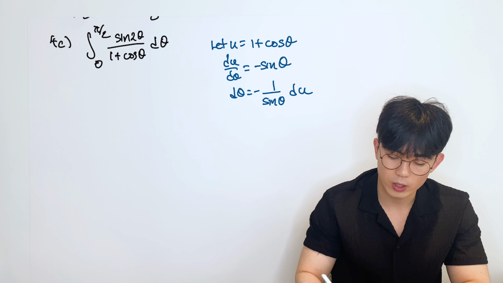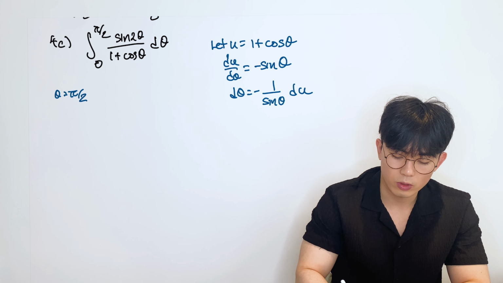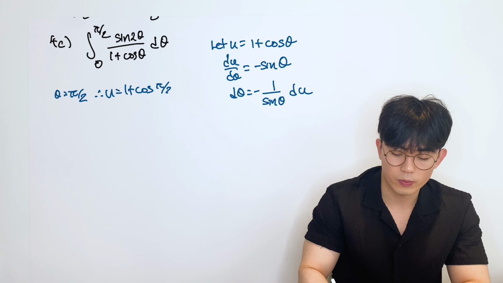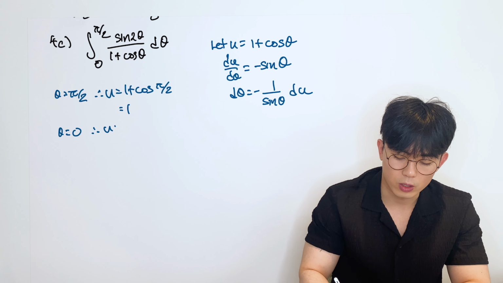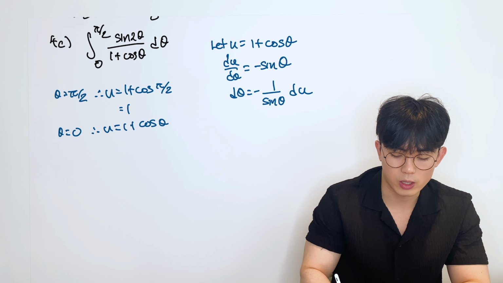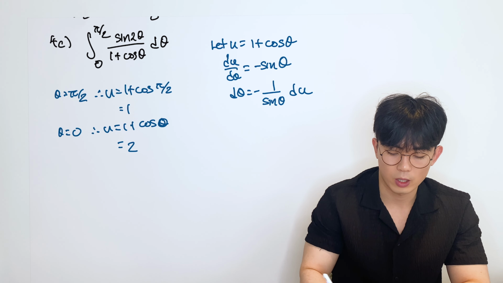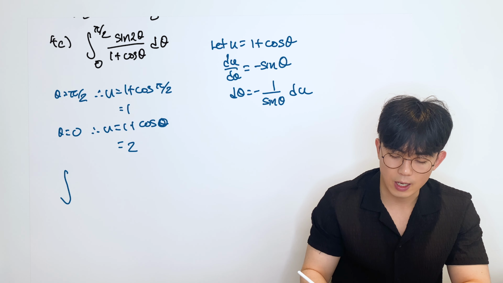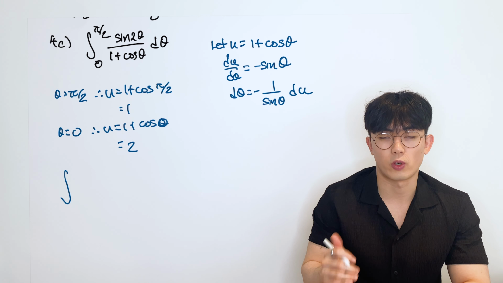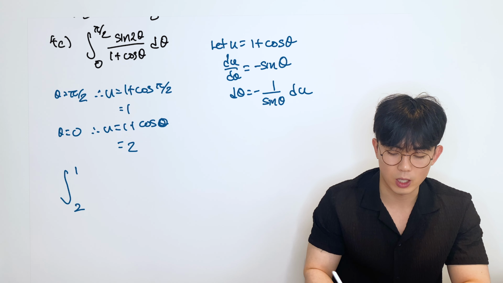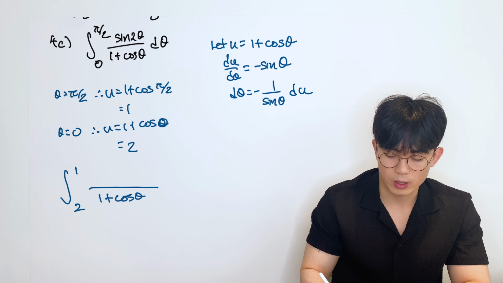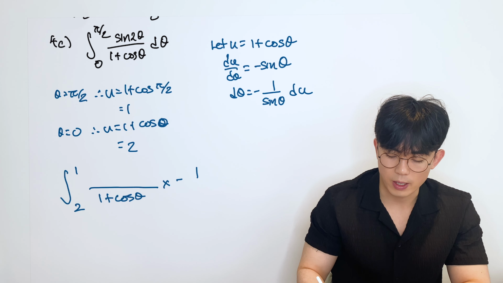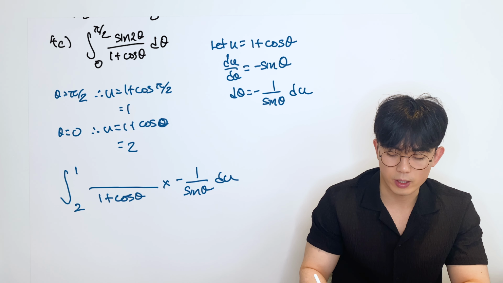So let's say theta is pi over 2. Therefore u is 1 plus cos pi over 2. Cos pi over 2 is 0, so this is 1. When theta is 0, then u is 1 plus cos 0, which is 1, so this is 2. Now to replace it, remember, even though 1 is smaller than 2, we keep that as the upper limit, and the 2 is the lower limit. And then we're going to have sine 2 theta over 1 plus cos theta times by minus 1 over sine theta du.